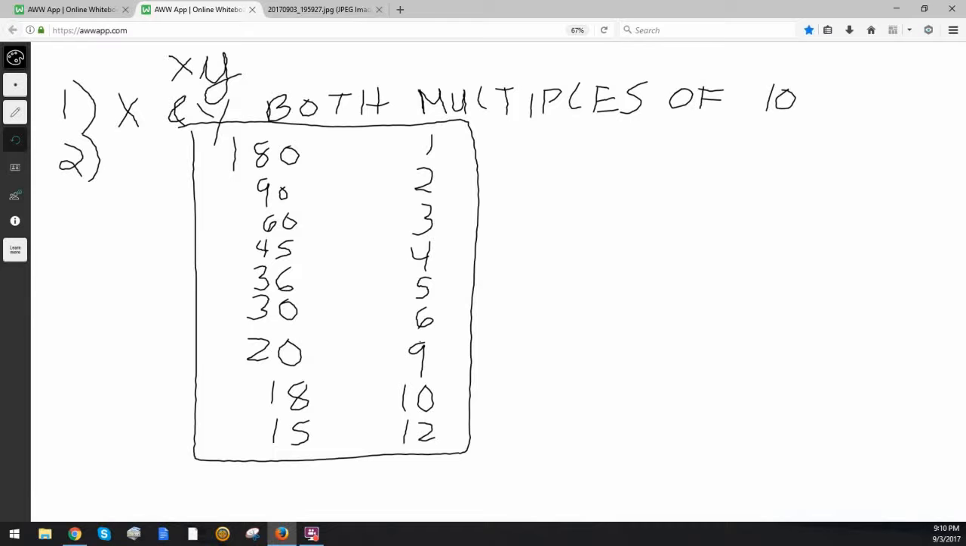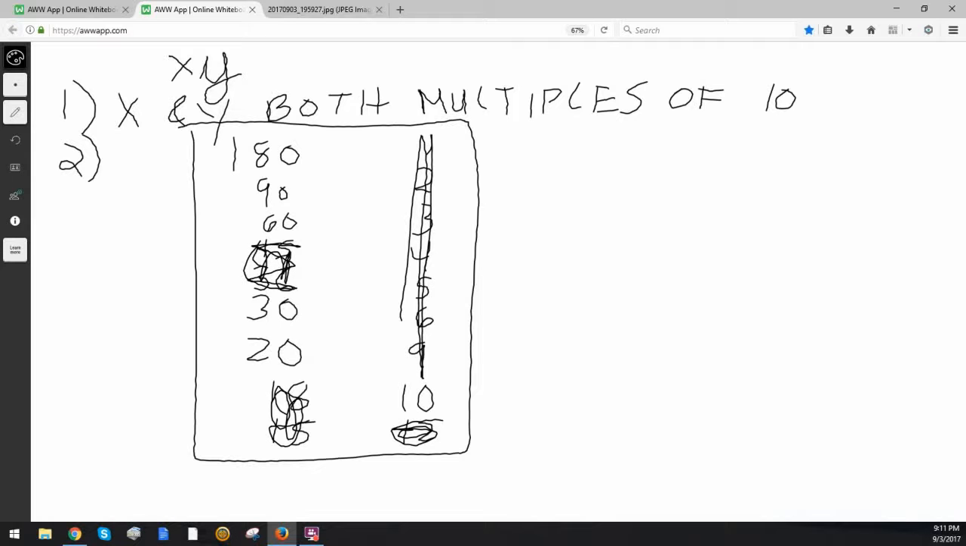Okay, so statement 1 is clearly not enough. Statement 2 is not enough. Let's look at them together. We're evaluating statements 1 and 2 taken together. So if they're both multiples of 10, let's get rid of all the numbers that are not multiples of 10, because they can't be there.